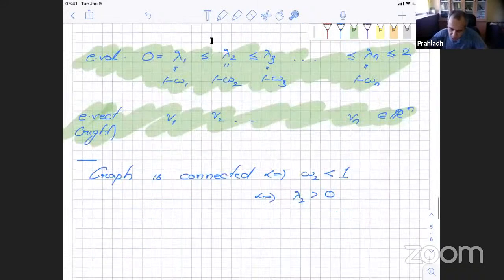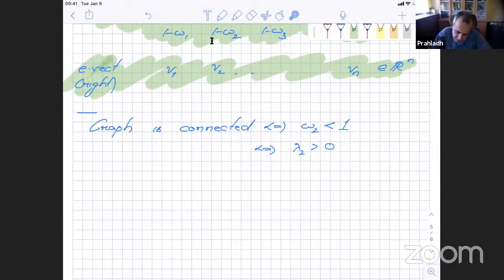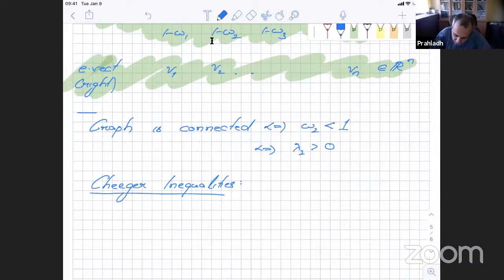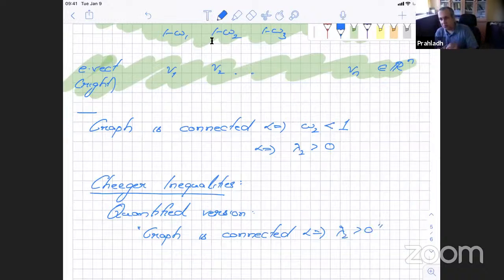So what we are going to do today is understand this concept. We're going to study something called the Cheeger inequalities. It's a quantified version of this statement: the graph is connected if and only if lambda 2 is 0. We'll spend the next 10 minutes trying to say what I mean by a quantified version.